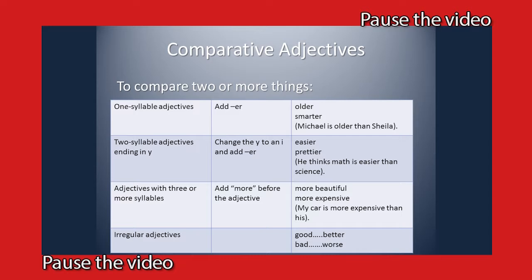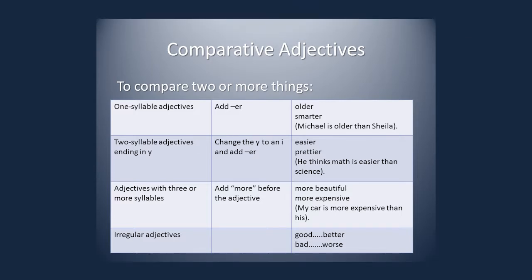Pause the video and review the chart on comparative adjectives. Remember to use the correct structure when forming comparative sentences. Michael is older than Sheila. My car is more expensive than his.